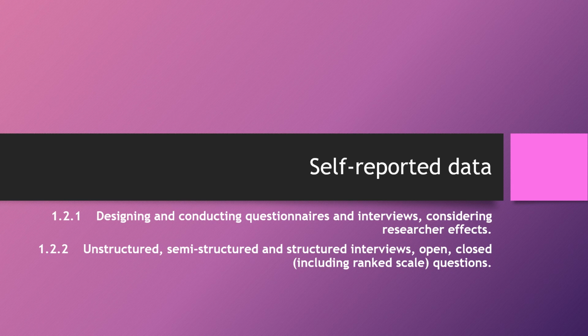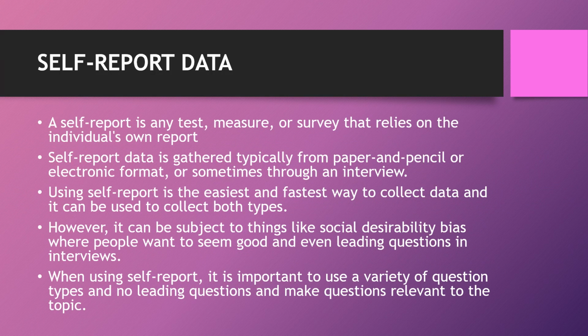So we're going to have a look first of all at what we mean by self-reported data. Self-reported data is how individuals report their own views, feelings, thoughts and beliefs. So they do that through questionnaires and interviews. So if you look on page 64, it goes through the issues of self-report data. So a self-report is any test or measure or a social survey that relies on the individual reporting their own thoughts and feelings.